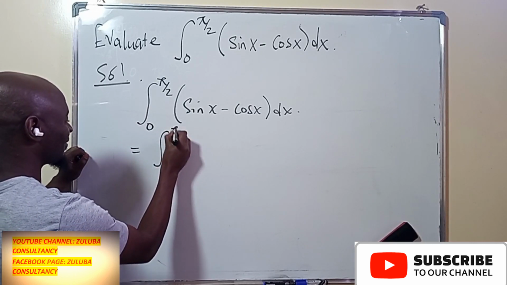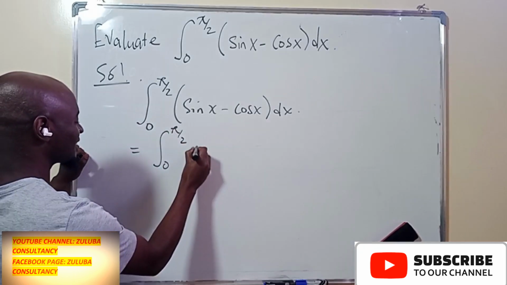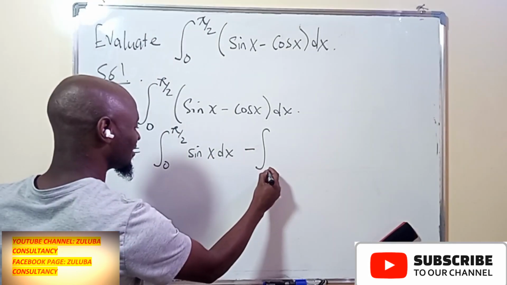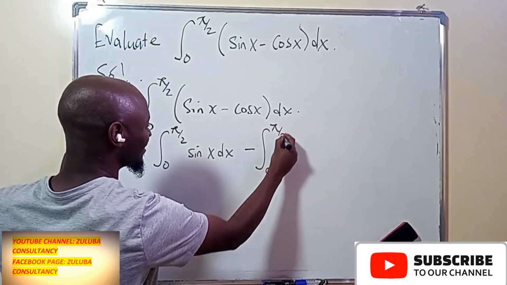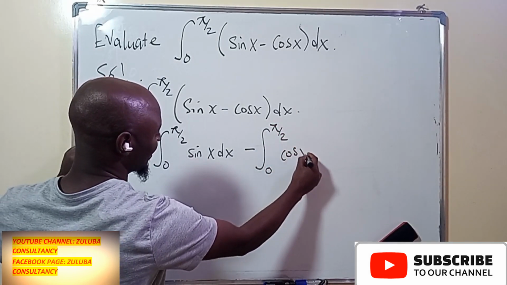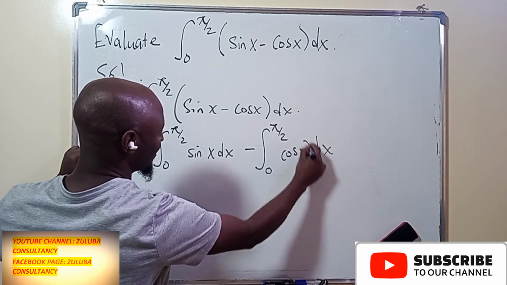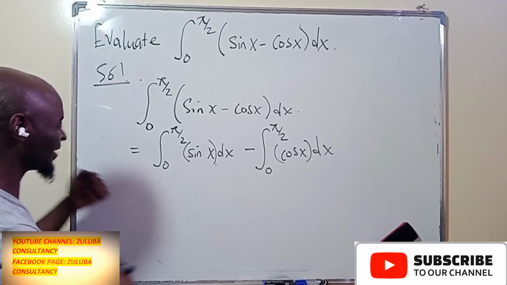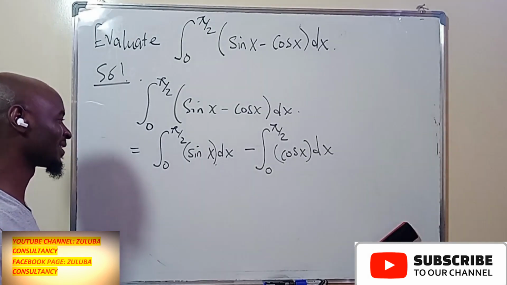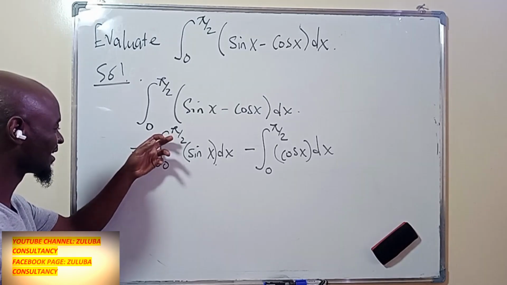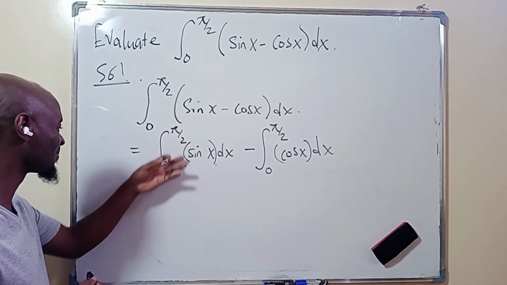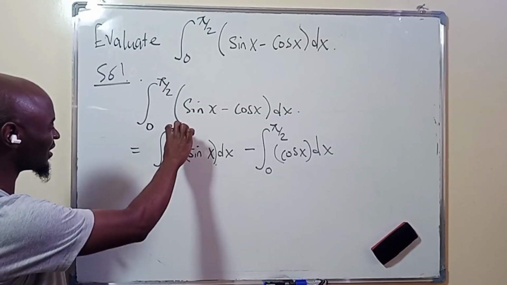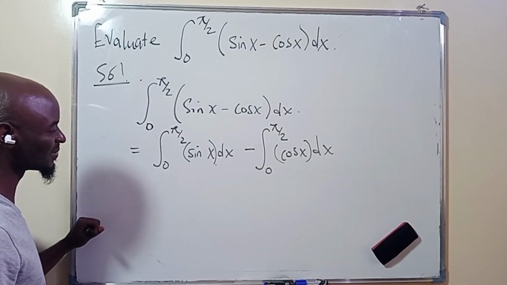the integration from 0 to pi over 2 of sine x with respect to x, minus the integration from 0 to pi over 2 of cos x with respect to x. We have to integrate with respect to x. Now, in most university mathematics, we don't use calculators. If you are using a calculator, you can integrate and put this. Working with radians may be difficult, so we need to convert this from radians to degrees.